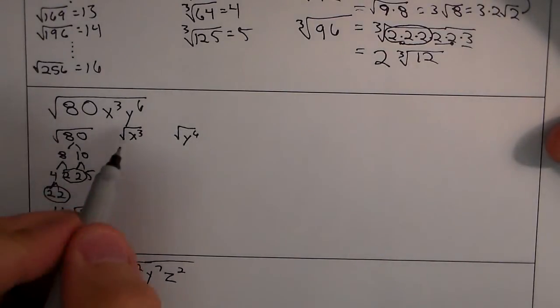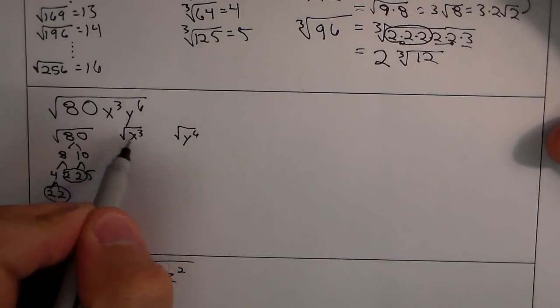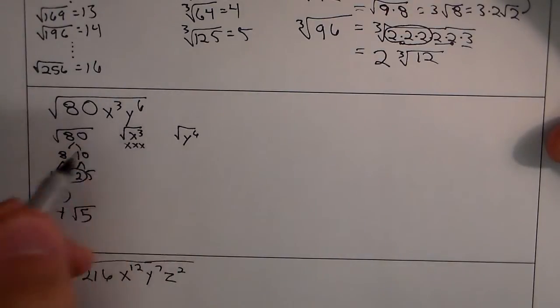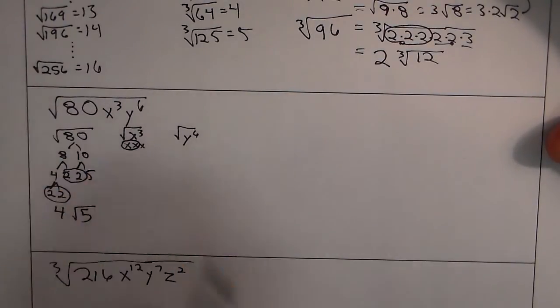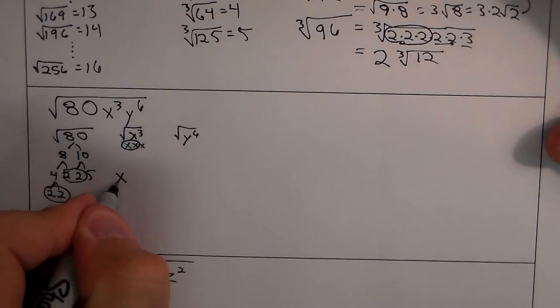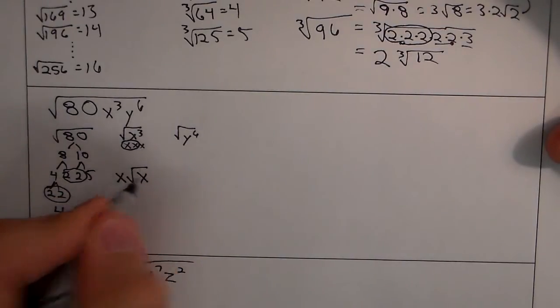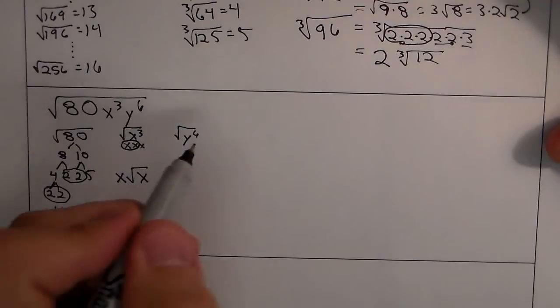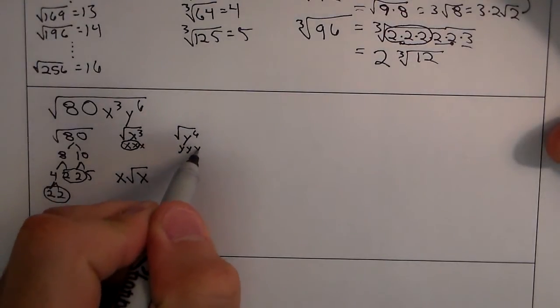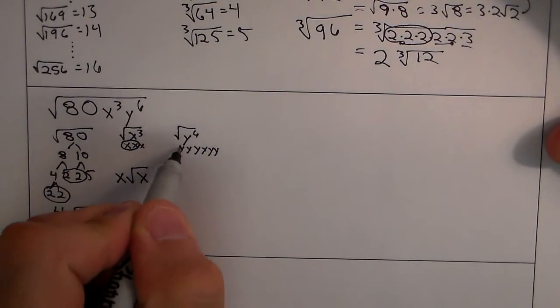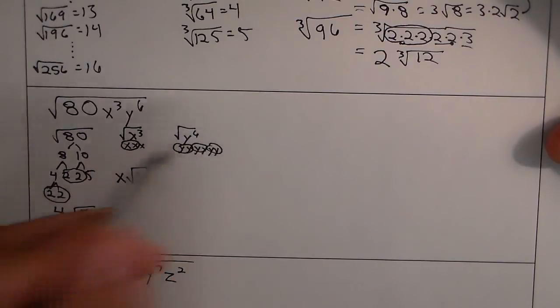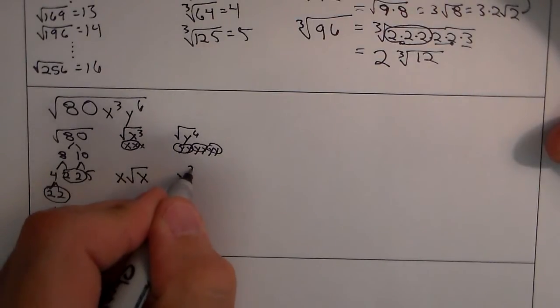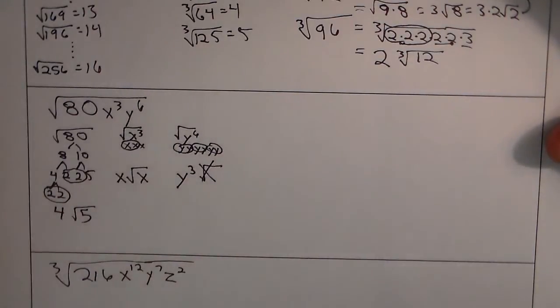X to the 3rd. X to the 3rd means I have 3 x's. That means I have one set. So the x comes out, and there's one x left over. Y to the 6th means I have 6 y's. If I look at sets of 2, that means I have y to the 3rd with none left over, so I don't need to write it.